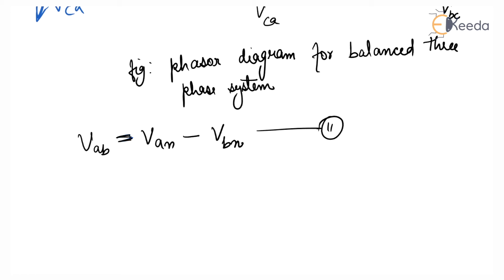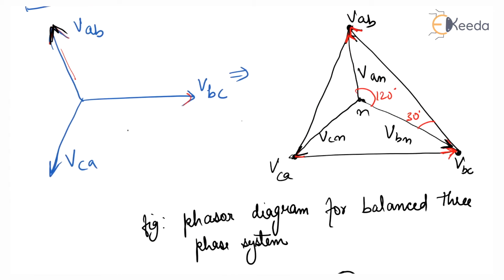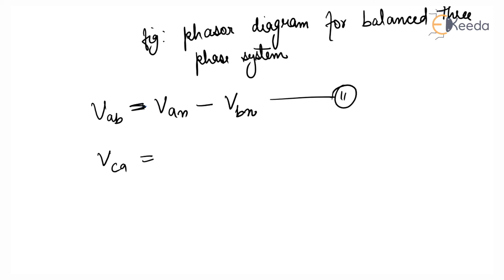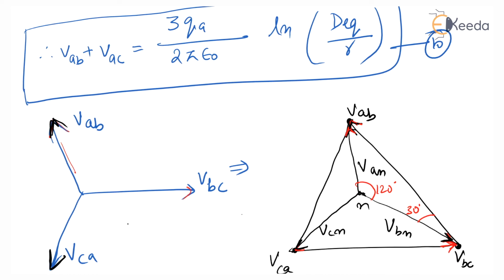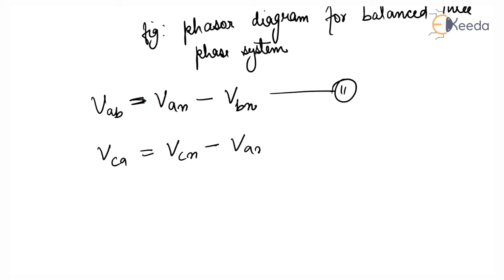Similarly, VCA direction is this. See, this is VCA direction and the same VCN direction. So VCA is equal to VCN minus VAN, because VAN direction is this, meaning it is opposite to VCA. Because we want VAC, we change this CA to AC, so it becomes VAN minus VCN. This is equation number 12.